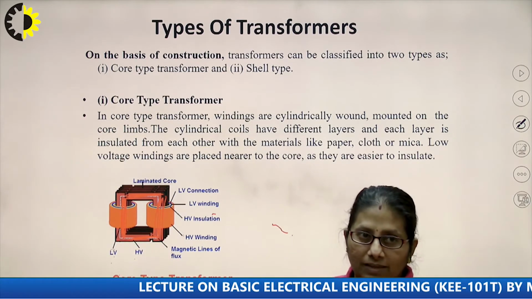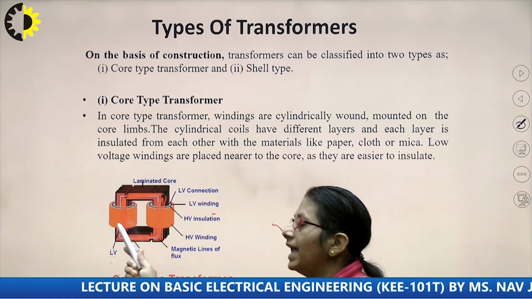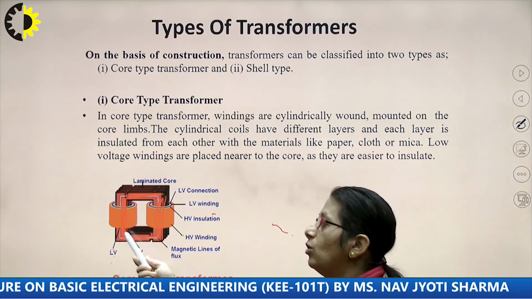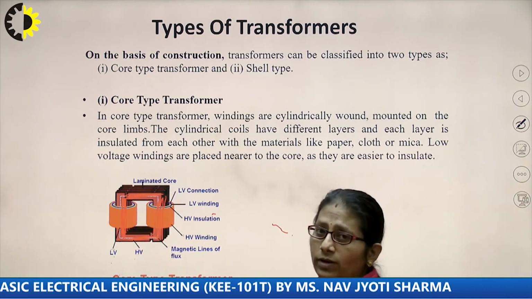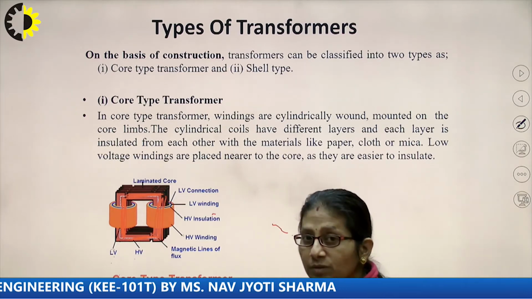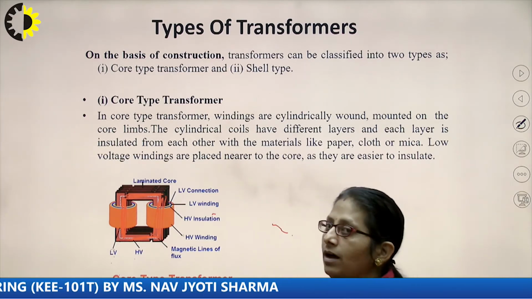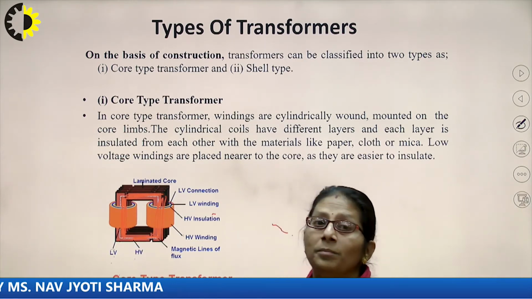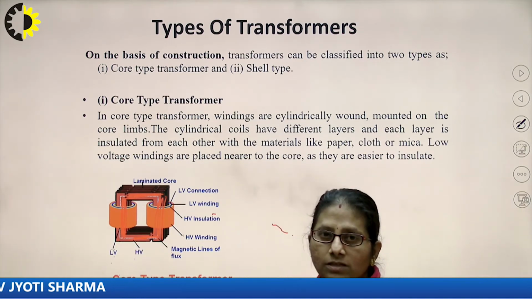In the core type, the windings encircle the core, and that portion of the core is not visible to us and not readily available for maintenance purposes, but the windings are readily available for maintenance because they require more maintenance.